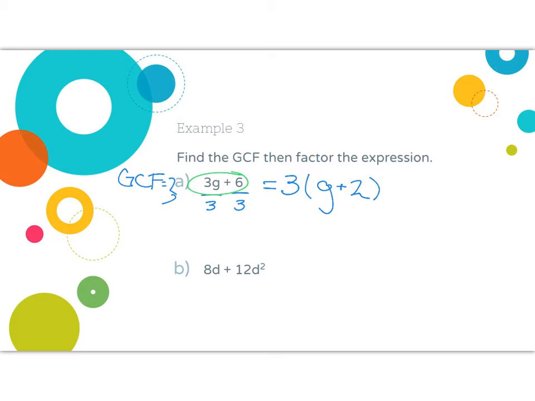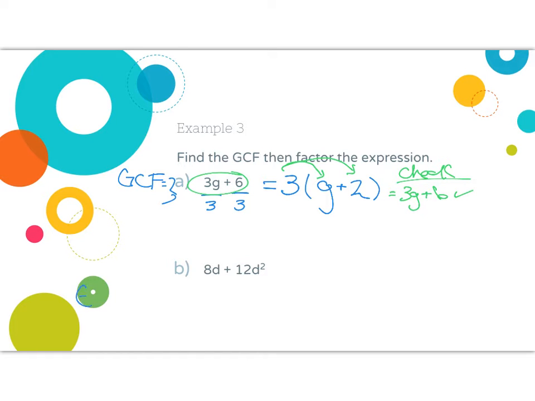We can double check by factoring that out, or expanding that out, sorry. So double check, and we get 3g plus 6. So we're going to do the same thing for b.